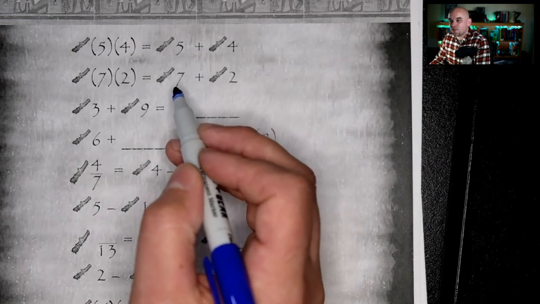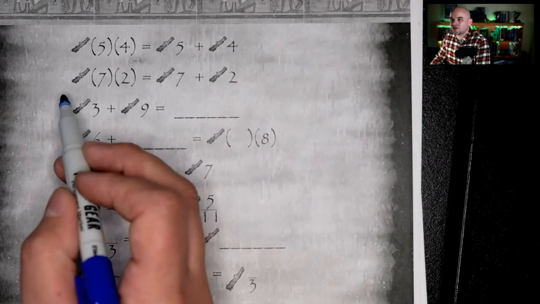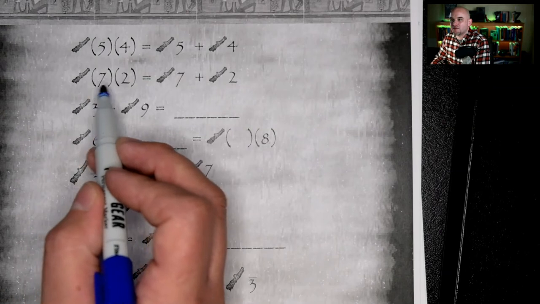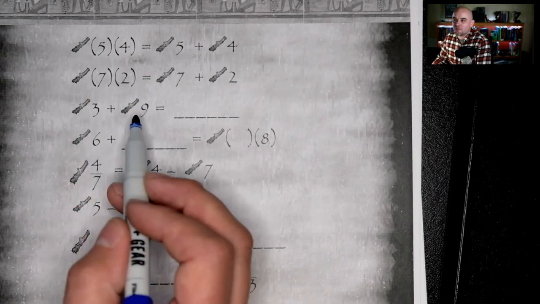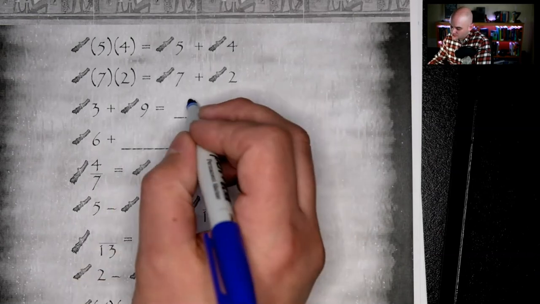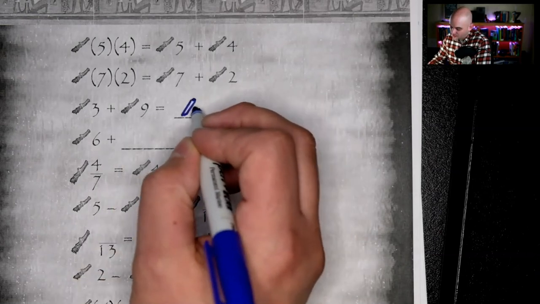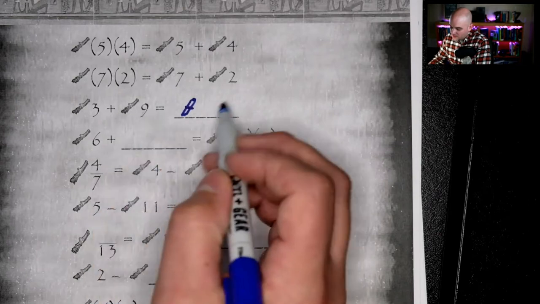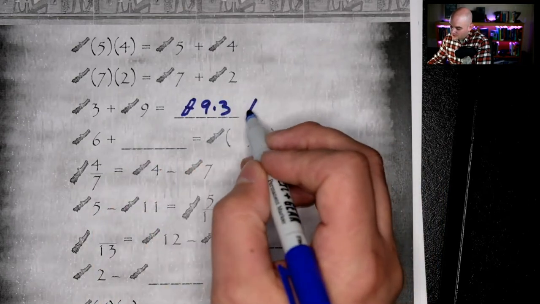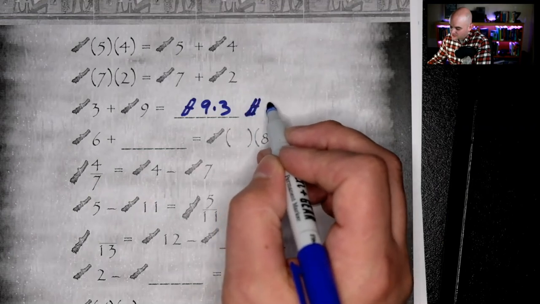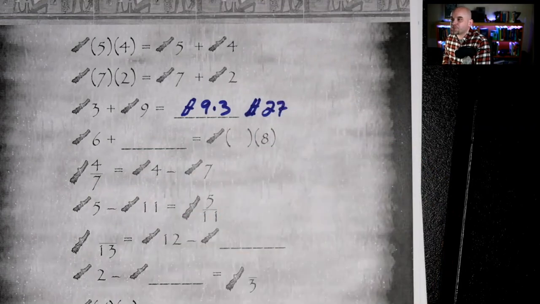So if we were given bacon 7 plus bacon 2, we could change that to bacon of 7 times 2. And that's what we got right here. We got bacon 3 plus bacon 9. Well, we can change that. Do your best job drawing bacon right there. We can change that to bacon of 9 times 3. Or we can say 9 times 3 is 27, so this is bacon 27, right?